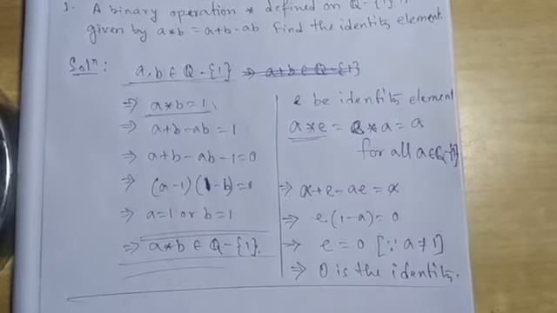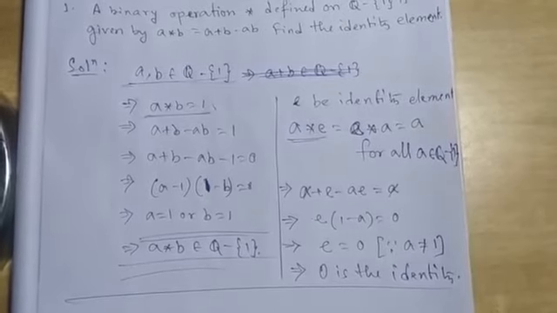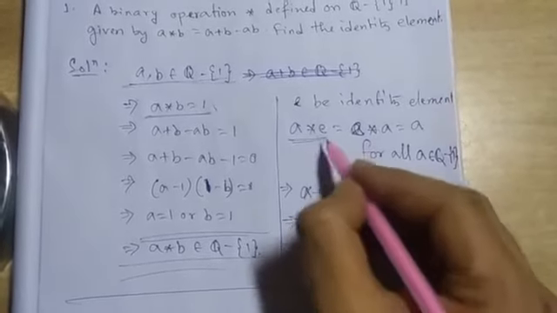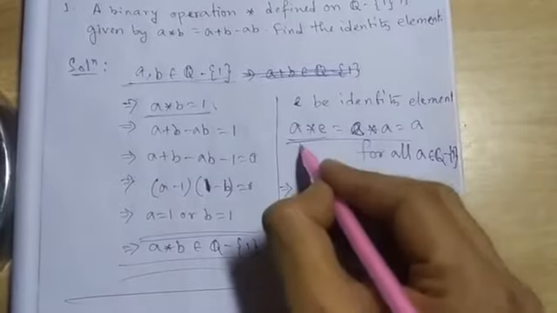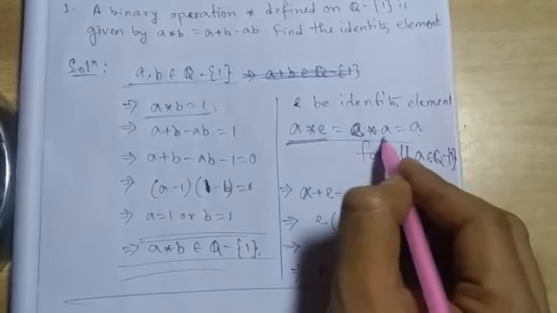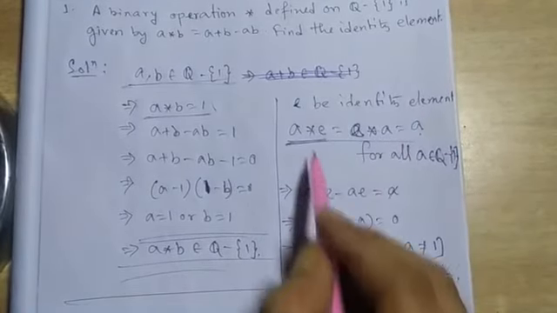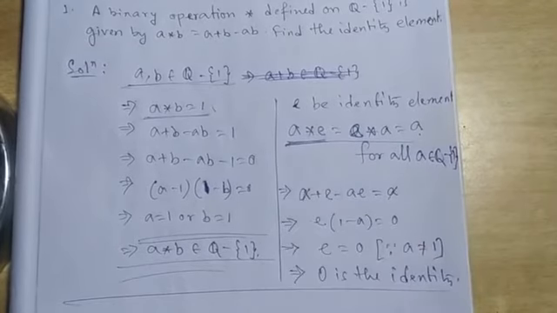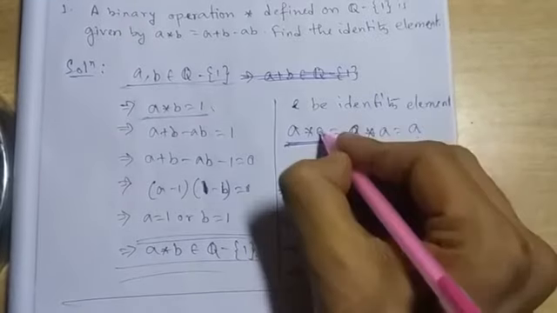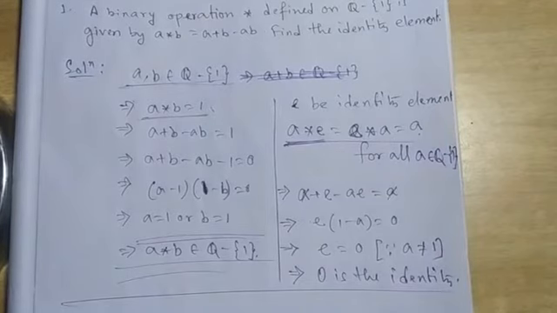And that is the solution. Anyhow, you have to take this equation: take either a star e equals a or e star a equals a, and solve it for e, because a is given, or you know the value of a somehow. You have to find the value of e. Solving this equation for e, you find the value, and that value will be the identity element.